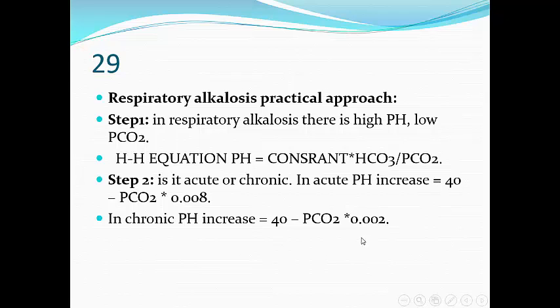Okay? Without the formula, you should look at the PCO2 of the patient and the pH. If you find a marked increase in the pH, it is going with acute. If it is a minimal increase, it's going with chronic. This is like respiratory acidosis, but in the reverse direction. What about the third step?